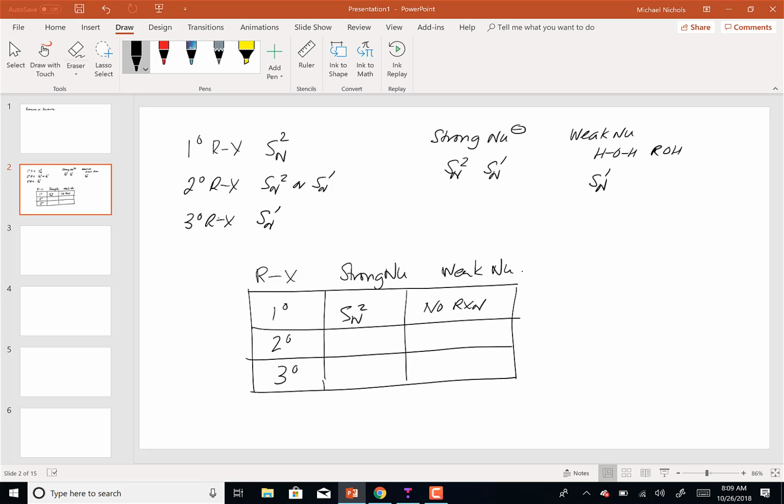A secondary and a strong nucleophile is going to favor SN2 because the nucleophile is strong enough to come in and kick off the leaving group. But a secondary and a weak nucleophile, since the weak nucleophile has to react with the carbocation, that mechanism is going to be SN1. It has no choice. And then tertiary is going to be what? For both, yeah, it's going to be SN1 for both.